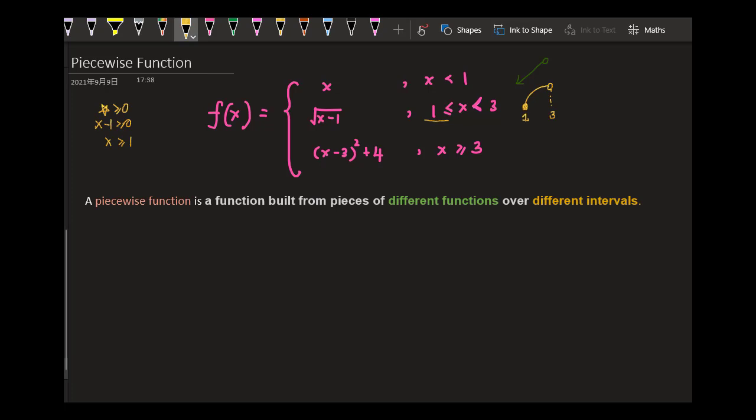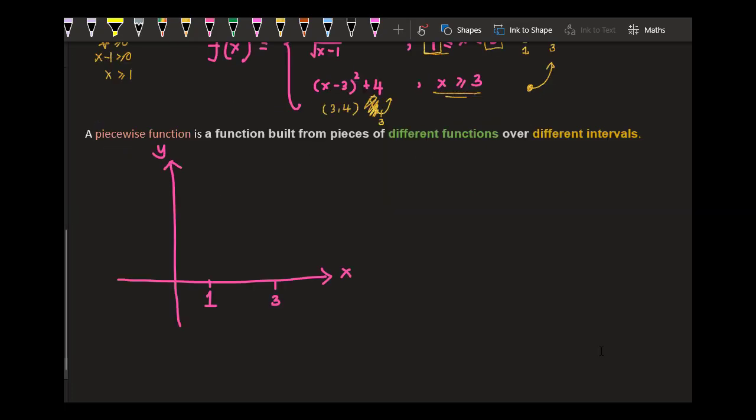Lastly, the third one is a quadratic function. From here the turning point is (3, 4), which means it should open upward, and this is x equals 3. Since the question only gives one side of 3, because it's greater than or equal, we delete the left-hand side. You only leave the right-hand side, which will be a dense circle going up with the arrow, because they gave you greater than or equal to 3.